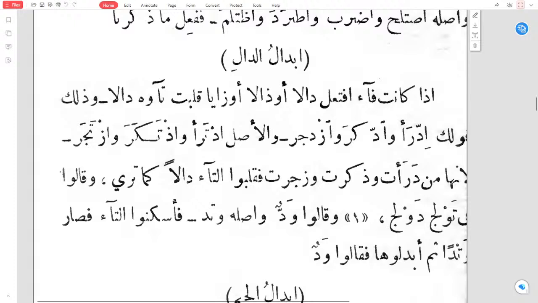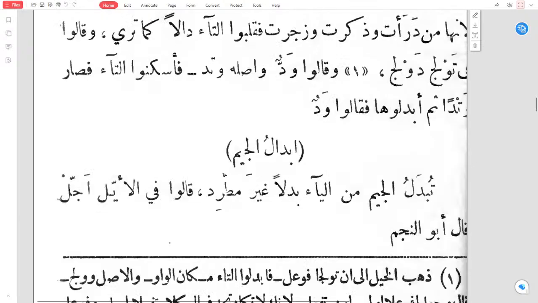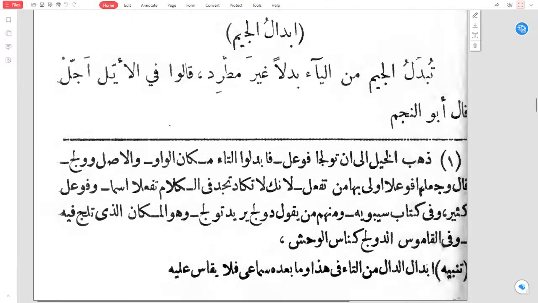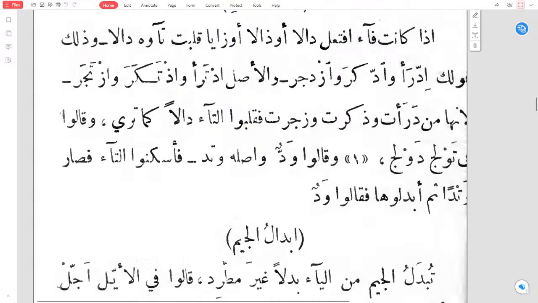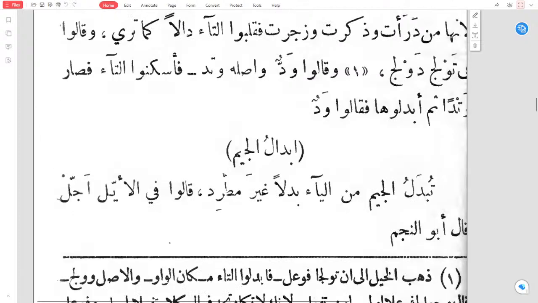وقالوا في تولج دولج, تولج or تولج, دولج. Let's see if he mentions the meaning. Okay. أو في تولجة دولجة. تولجة, they said دولجة.